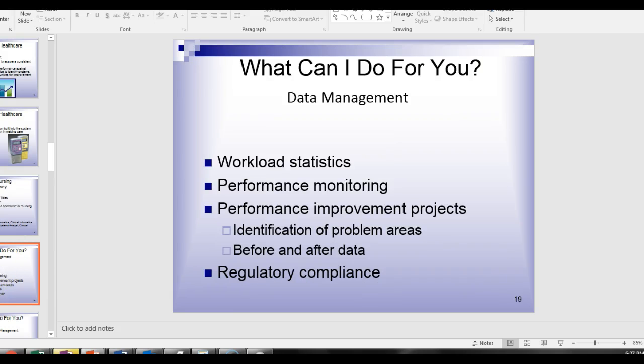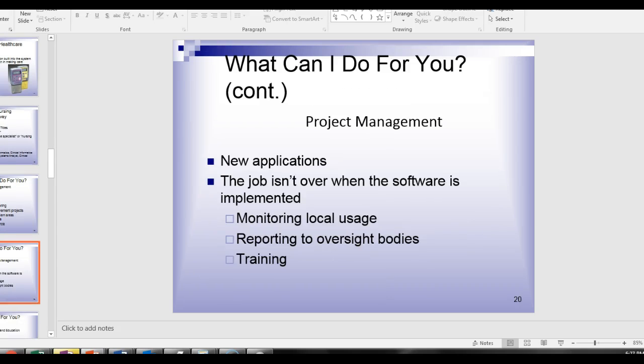So what can I do for you? Data management. So workload statistics, performance monitoring, performance improvement projects, and regulatory compliance, which you might think is boring, but it actually can get really interesting, especially if you're involved in the project part of it.